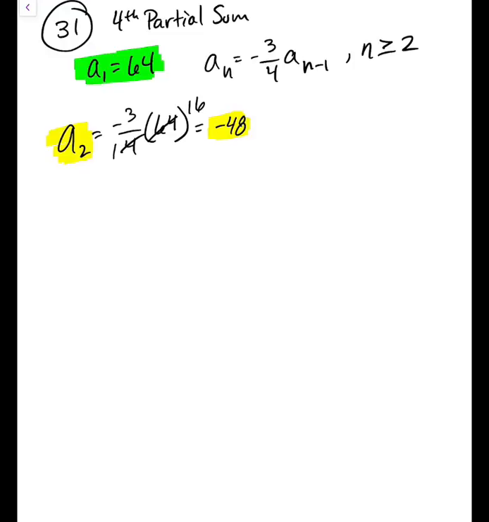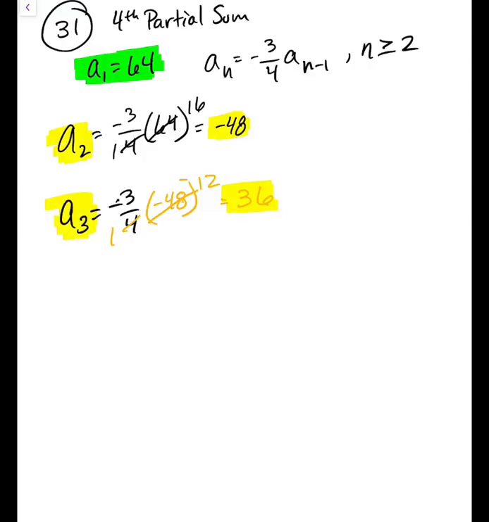Okay, so moving on. So a sub 3, my third term. That's negative 3 over 4 times a sub 3 minus 1, and so that's going to be a sub 2. So I know the value of a sub 2, and that's negative 48. And I can simplify this. 4 goes into 48 12 times, right? That's going to be negative 12, and then that'd be 1. So negative 3 times negative 12 is positive 36, and that is the value for my third term.